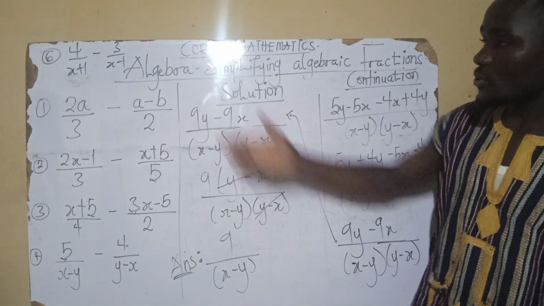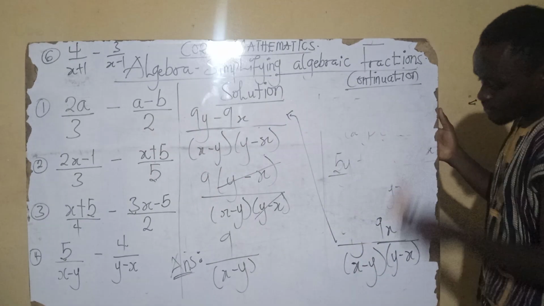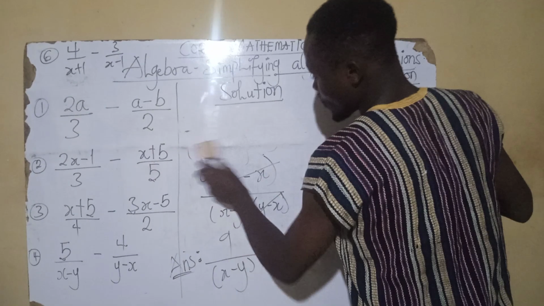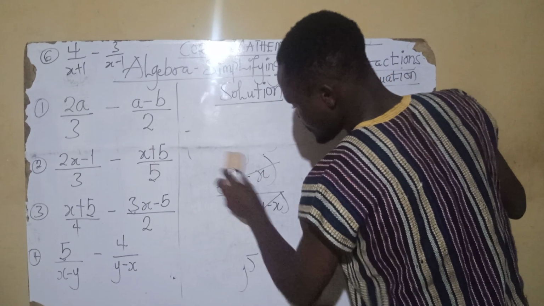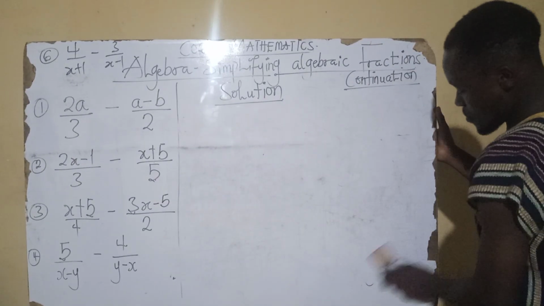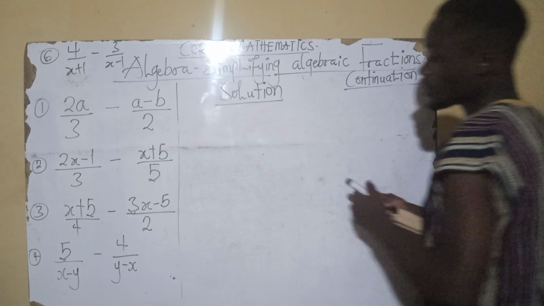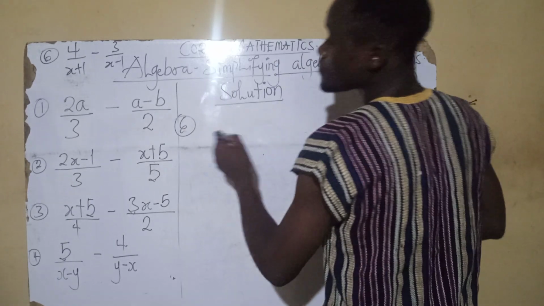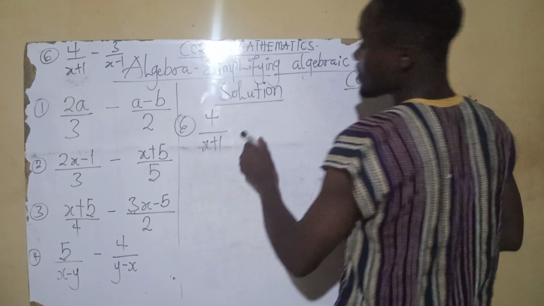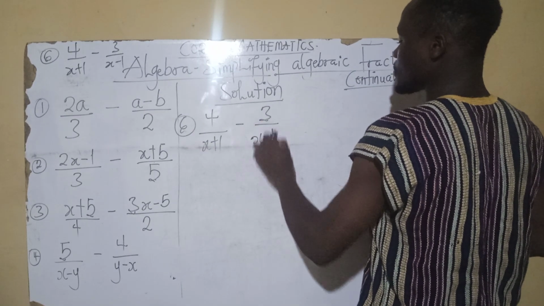All right, very good. So let's continue with question number 6. So question number 6, 4 over x plus 1 minus 3 over x minus 1.